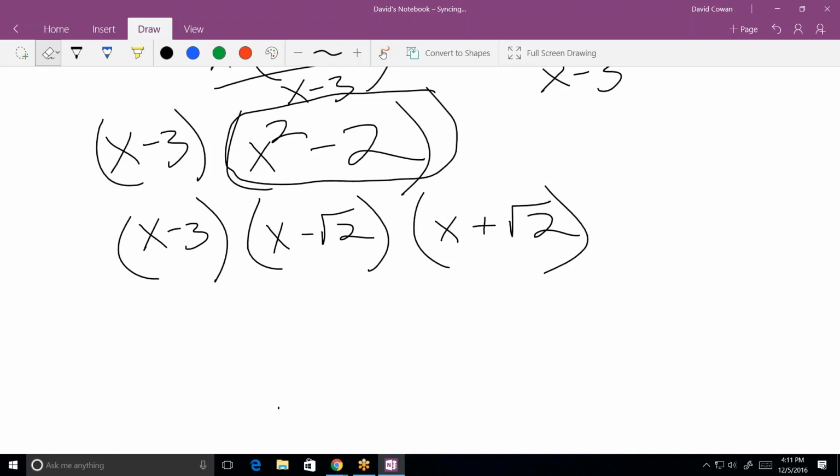If you didn't recognize that as the difference of squares, you could always use the quadratic formula to come up with these two solutions. The quadratic formula would have given you square root of 2 and minus square root of 2. But recognizing it as the difference of squares is quite a bit faster than applying the quadratic formula. In other words, if you recognize that as the difference of squares, it immediately goes to x minus root 2 times x plus root 2. So that's a great step to recognize.